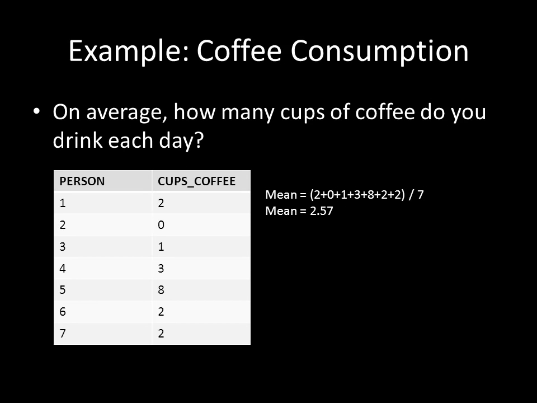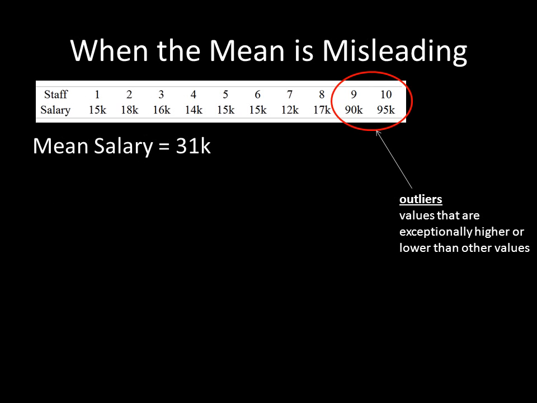The average, the mean of these 7 values was 2.57. That means the average number of cups of coffee drank by persons in the sample was 2.57. About 2.5 cups of coffee.